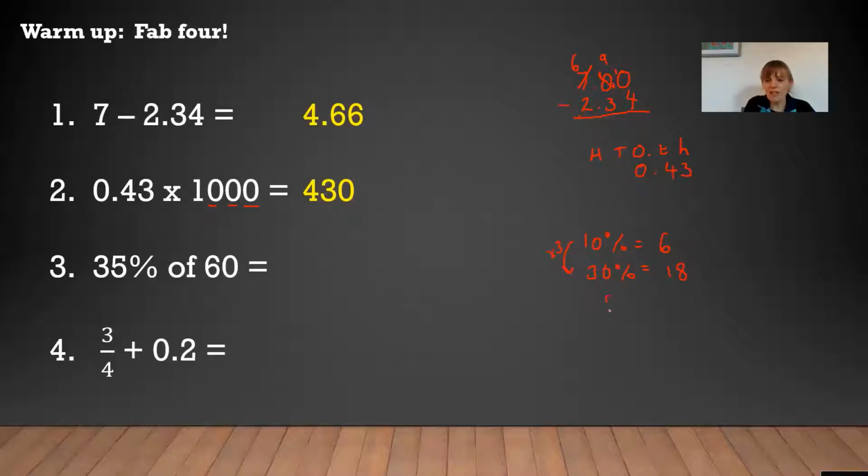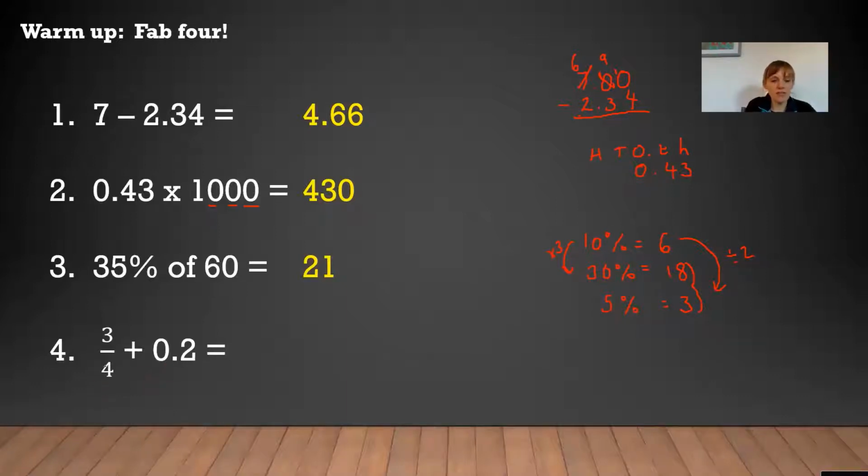Now, how do I find 5%? Well, again, I go back to my 10% and I think, well, from 10% to 5%, I've divided by 2. So I've got to now divide this answer by 2, and that gives me an answer of 3. So 5% is the same as 3. So to find 35%, I've got to combine these answers and add them together, which will give me a final answer of 21.